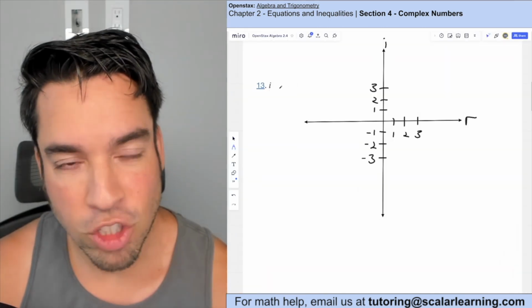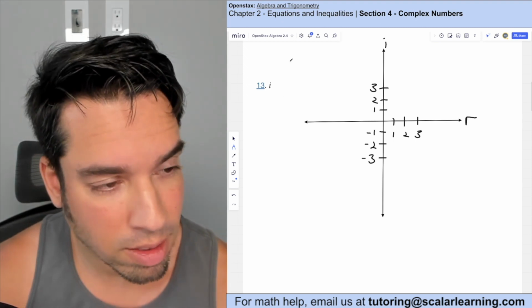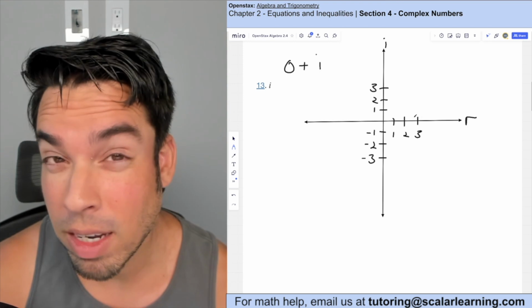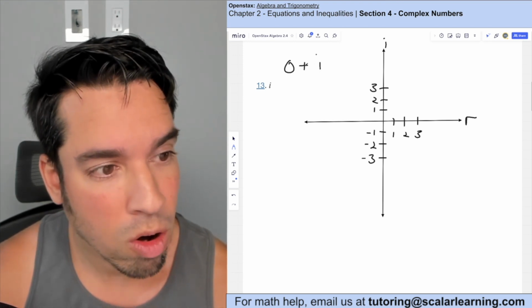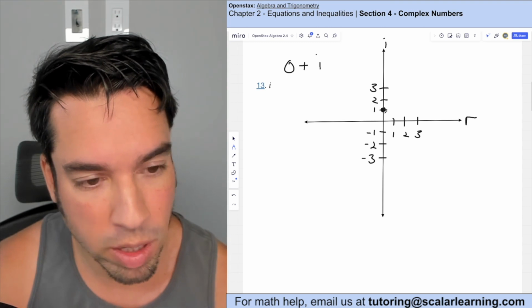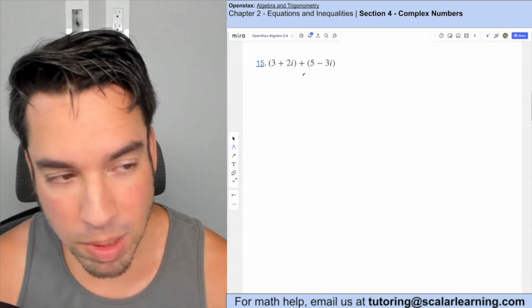So in this case, we've just got an i that we need to plot. Now, technically, that means the real number part is 0. So we're not going left or right at all on the real axis. But we are going up because that's a 1i. So we're going right here for the win. Done.